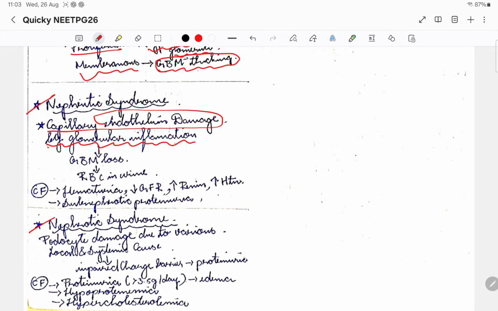Okay, so basically, see, if this is the glomerulus, and if the endothelium on the arterial side is getting damaged, it means that it is the nephritic syndrome. Whereas if it is the Bowman's capsule side that is affected, then it is going to be nephrotic syndrome. Basically the filter is affected, so it is nephrotic syndrome. Nephritic is where the endothelium is getting affected.